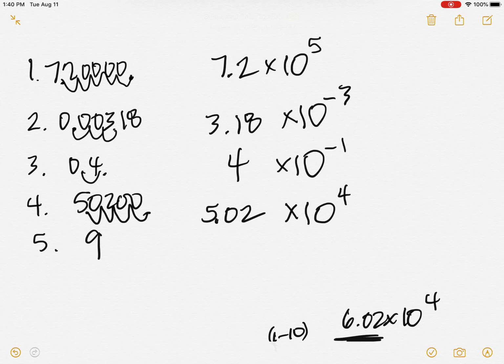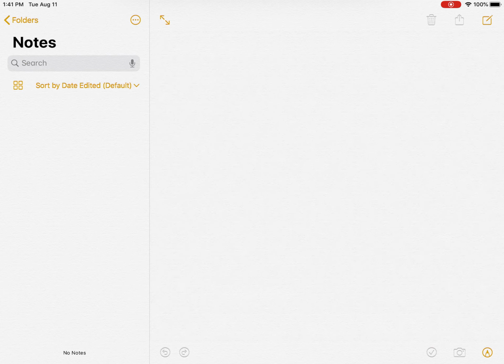And then number 5, the number 9 in scientific notation. Some people might say, you can't do it. Well, actually you can do it. The issue is, how many times do I have to move my decimal here to make this number between 1 and 10? Well, I don't have to move it at all. So in scientific notation, the number 9 would be 9 times 10 to the 0 power. And we'll come back and talk about that in just a minute, because that's important that you understand something in just a few minutes.